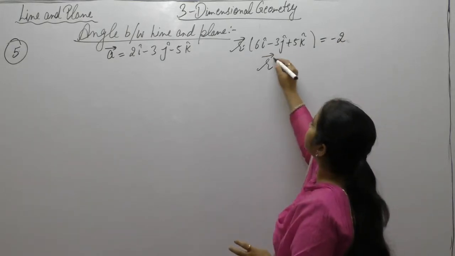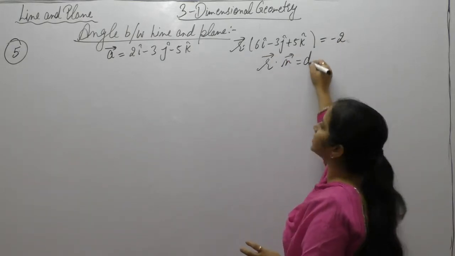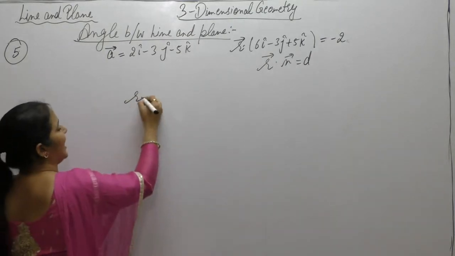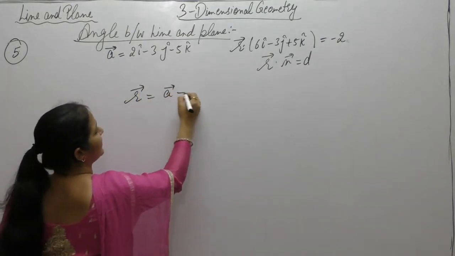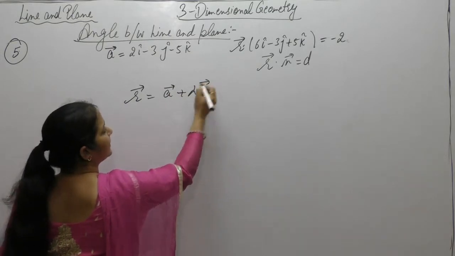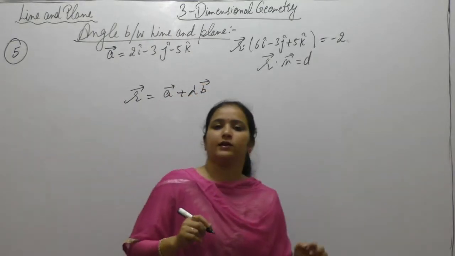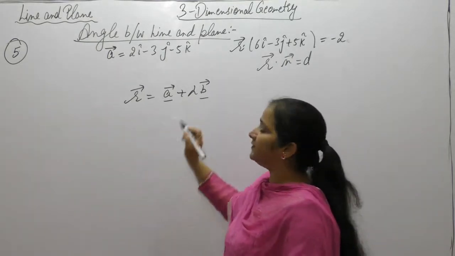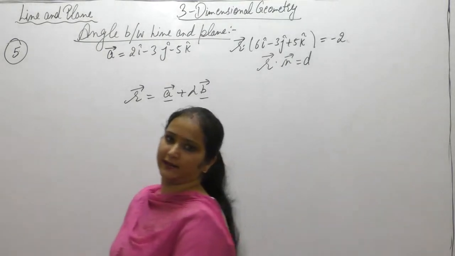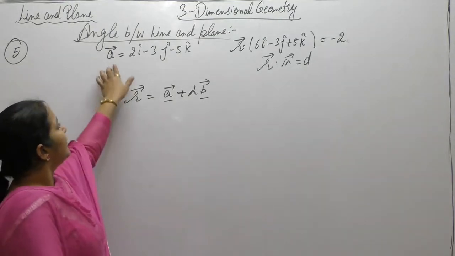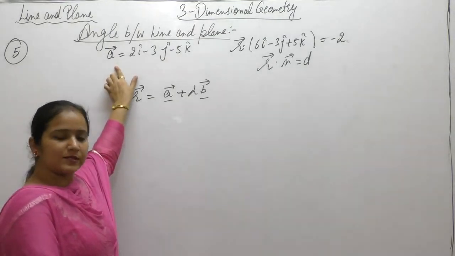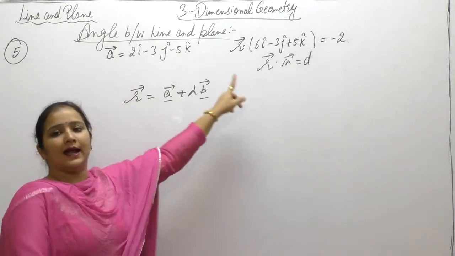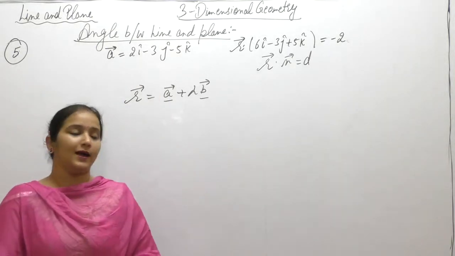Equation of plane is r dot n vector is equals to d and the vector equation of line is r vector is equals to a vector plus lambda b vector. A vector is the point through which the line is passing and b vector is parallel to the line. Now we have given the line is passing through this vector a vector. It is given and it is perpendicular to the plane.